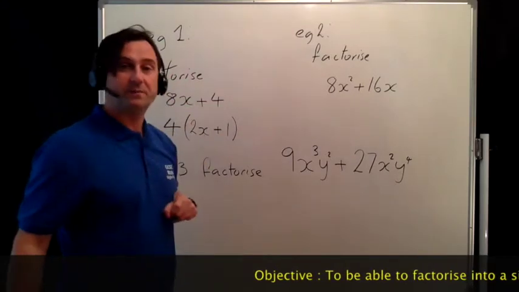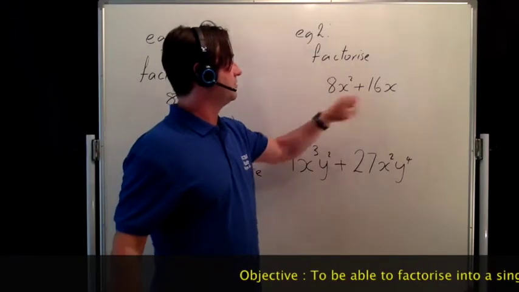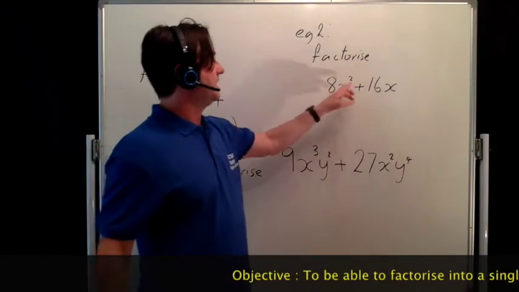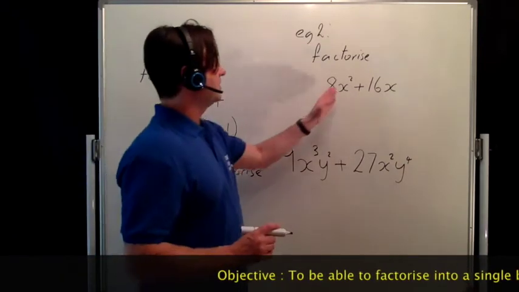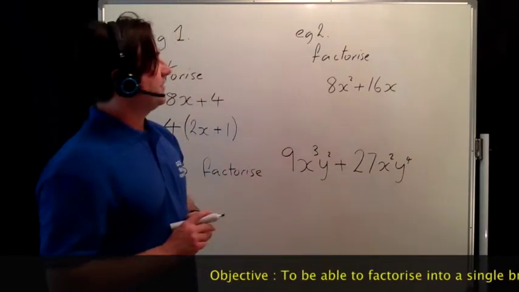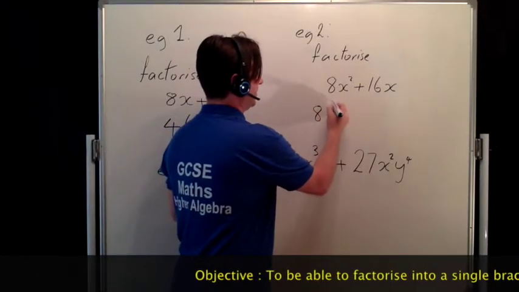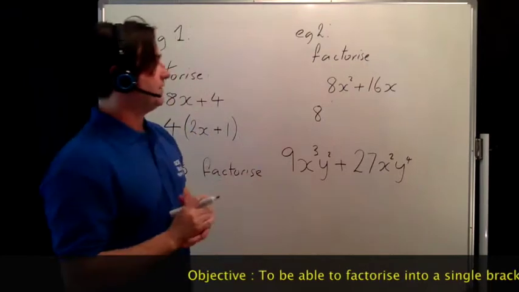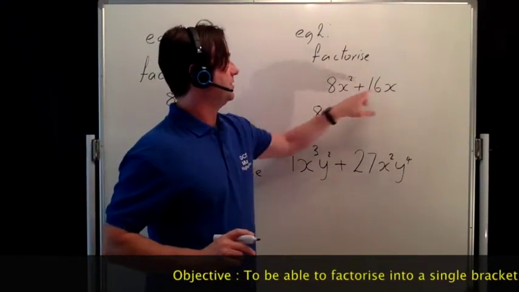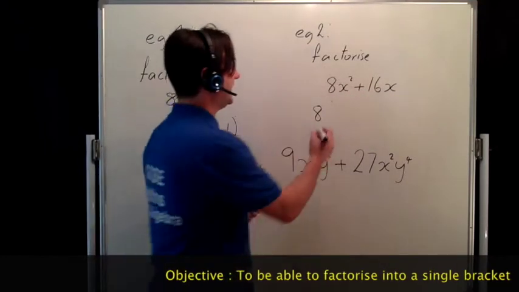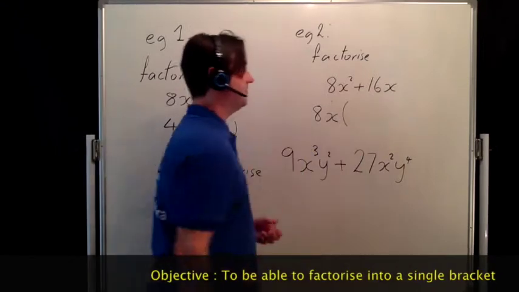Example 2 at the top here. This time we've got to look for the factors. We've still got two terms, but we've got this x squared and the x there, which complicates things a little bit. Let's look at the factor first of all. Factor of 8 and 16 is 8, so we can definitely write 8 outside our set of brackets. However, we can also see that there's an x in both terms there, so we can write x outside the brackets as well. Now I can open up my brackets.